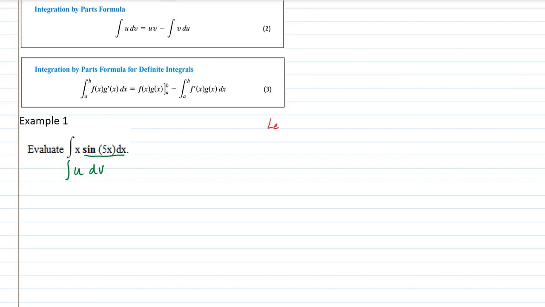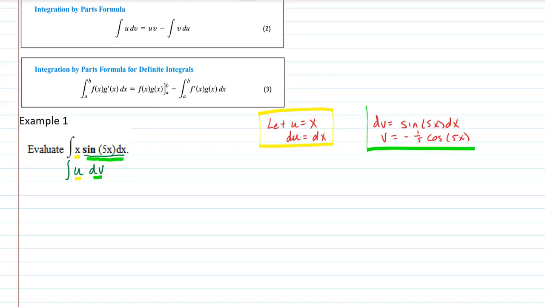We're going to let u be equal to x. That means that du is going to be equal to dx. And then dv, we would say, would be equal to sine of 5x dx, which means that v, when I integrate that, I get negative 1/5 cosine 5x. These are the parts. So u is equal to x, and that comes from this part right here. And dv is this part right here, and that came from this part. These two things together make up the parts for the integration by parts.